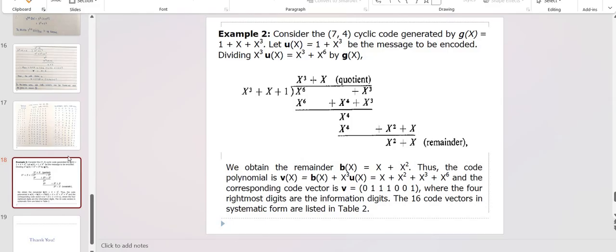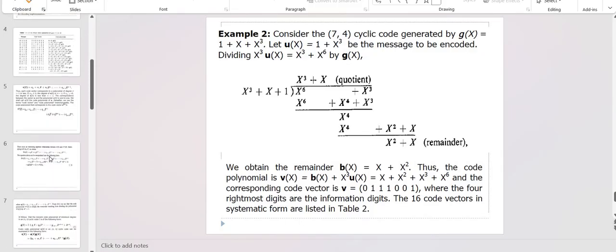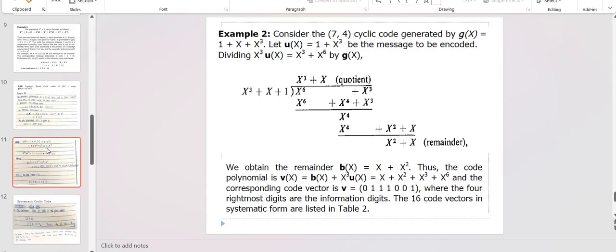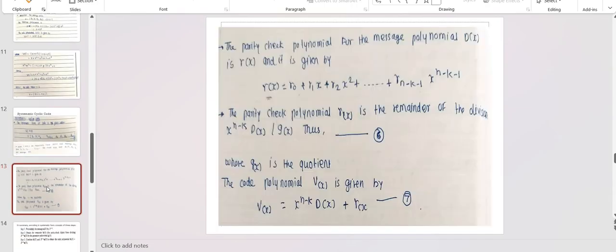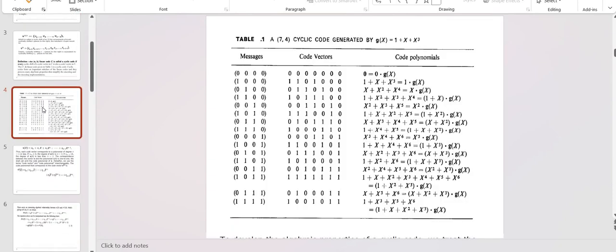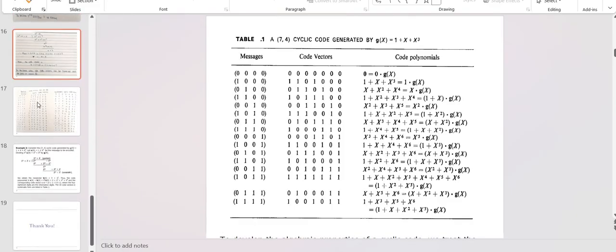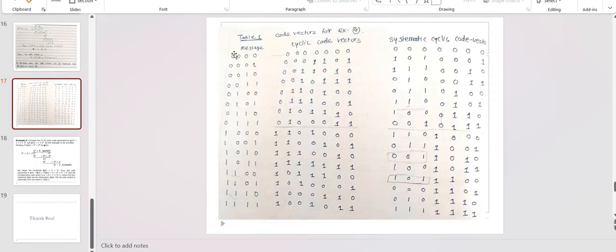So you can evaluate all the remaining bits. Cyclic code and systematic cyclic code are very easy to evaluate. You can try all the codes given in the tables, like this table, and one more table is this table. You can try to find the codes for the messages from 0000 to 1111. Okay, thank you.